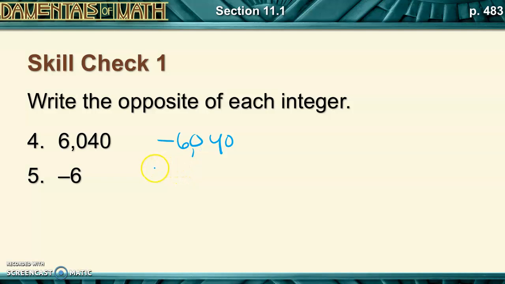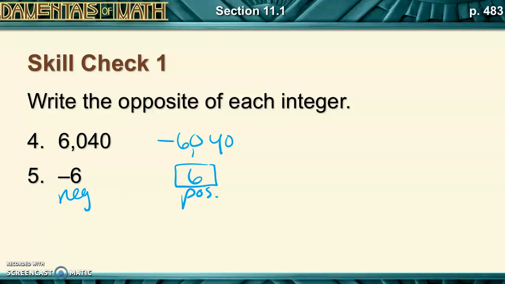That's it. You're going to have questions like this on your homework. Let's do another one. What is the opposite of negative 6? Well, the opposite of a negative is positive. So the opposite of negative 6 is positive 6. Cool?